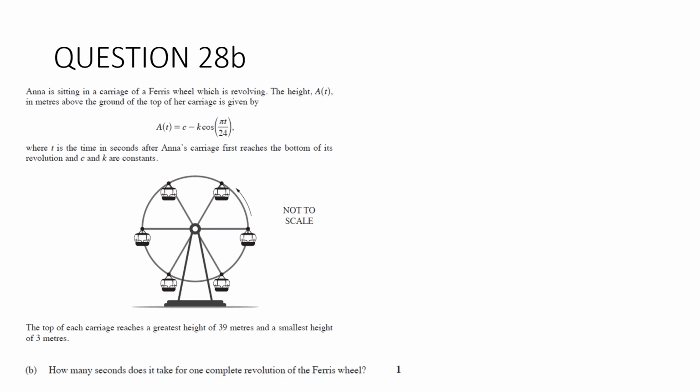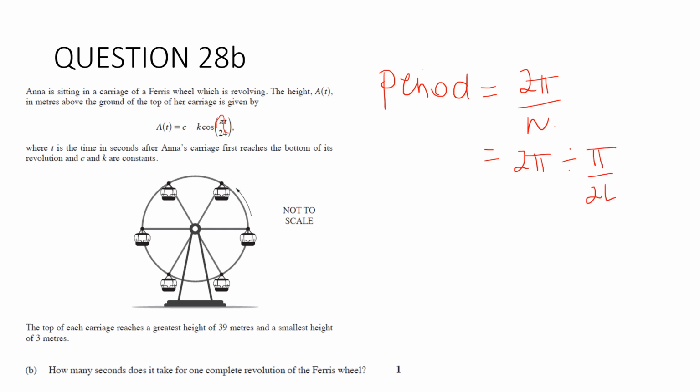B, how many seconds does it take for one complete revolution of the Ferris wheel? So we want to work out the period. And the period is 2 pi divided by n, and n is the coefficient of t in here. So it is equal to 2 pi divided by pi over 24, which is 2 pi times 24 on pi. Cancel it out. It is 48 seconds.